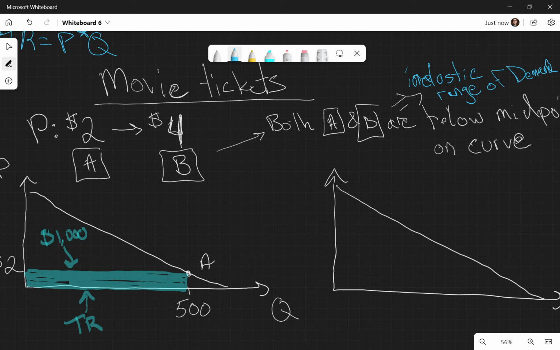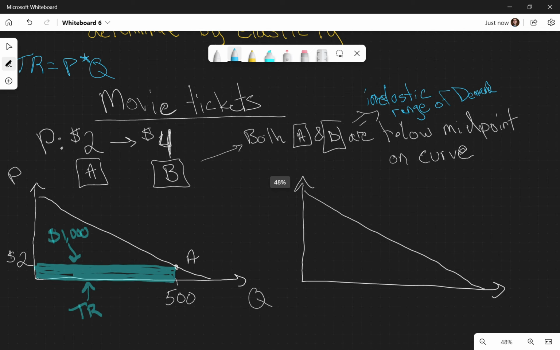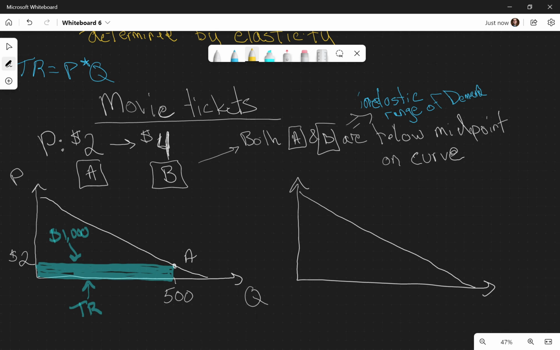So what we learn in this chapter, and what I'm going to show you graphically and mathematically, is that when we're in an inelastic range, a price increase is going to result in a total revenue increase.